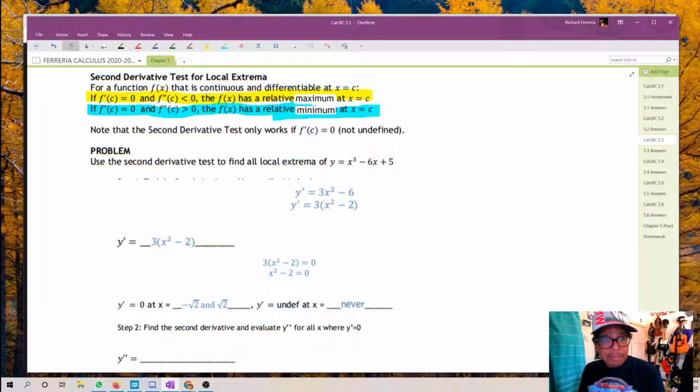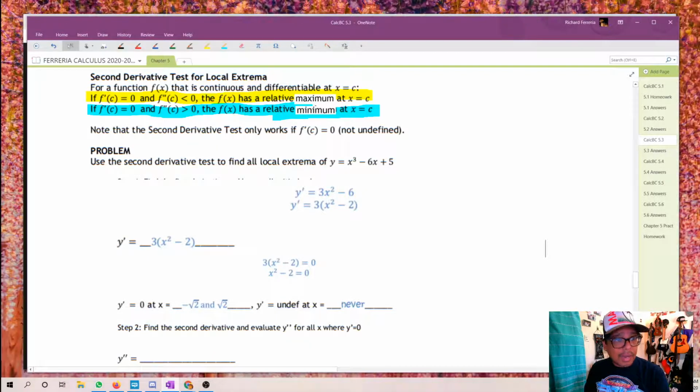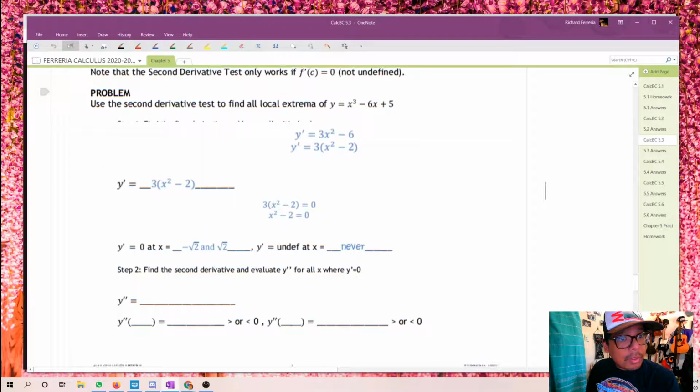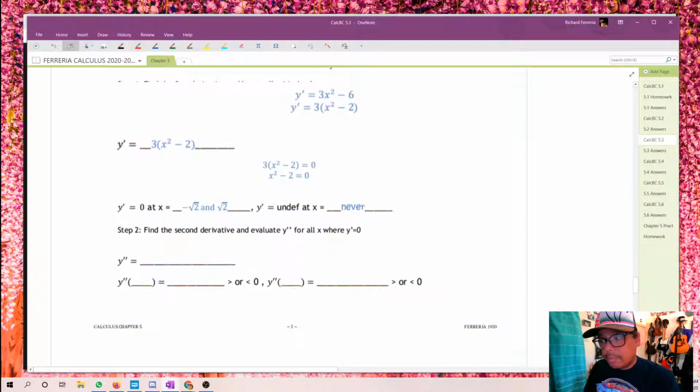Y prime is also never undefined, so it's important for us to reinforce that you are also looking for places where the first derivative is undefined. Okay, so step 2, find the second derivative and evaluate y double prime for all x where y prime is equal to 0. Really, that should say for all critical values. So let's scroll this down a little bit and see what we get.